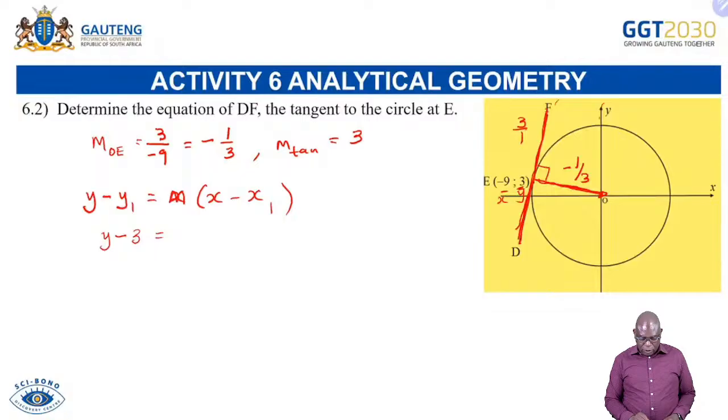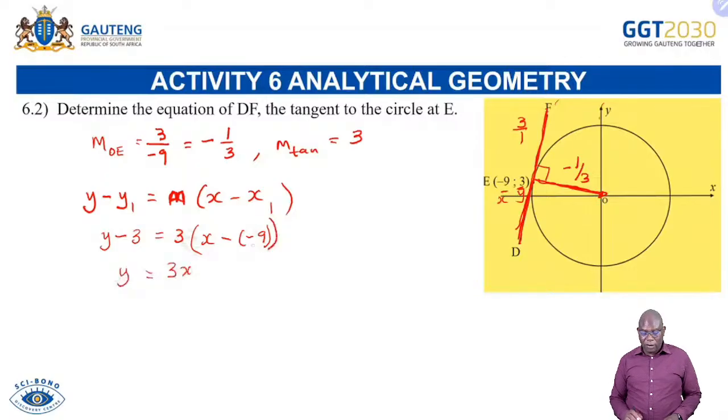The gradient here, the gradient here. The gradient is 3. The x1 is minus 9, so it will be minus 9. Right? Now I've got y equals to 3 times x is 3x. 3 times negative 9, it's 27. Bring over the 3. So my y will be 3x.